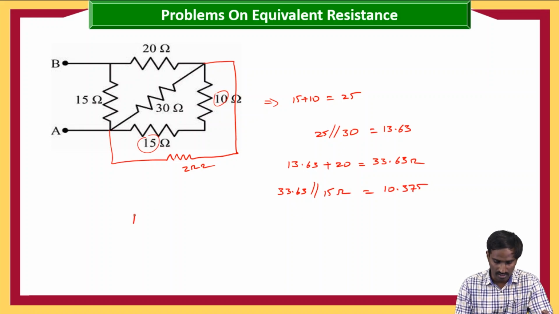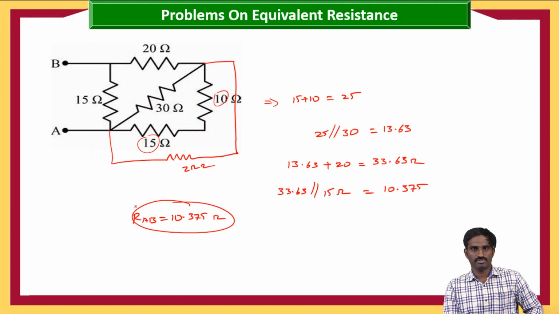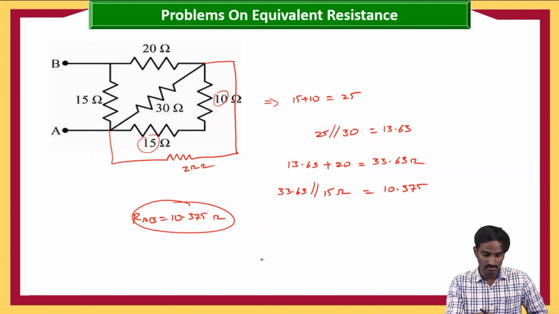10.375. Then RAB, which is equal to 10.375. So this is the way to find the quickest way, because now you should analyze within the circuit itself.